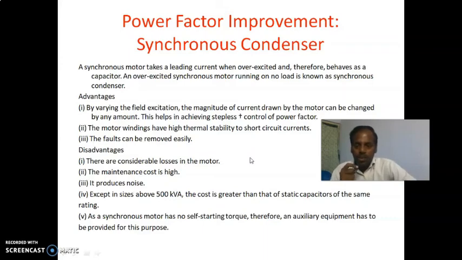One more disadvantage of the synchronous condenser is that the synchronous motor has no self-starting, therefore auxiliary equipment has to be provided for this purpose. That is, starting of the synchronous motor is required. So the use of a synchronous condenser is very less compared to a capacitor.